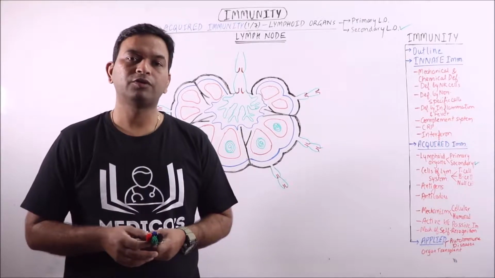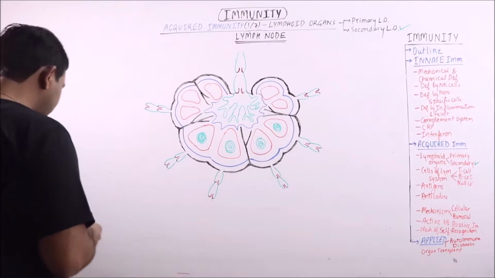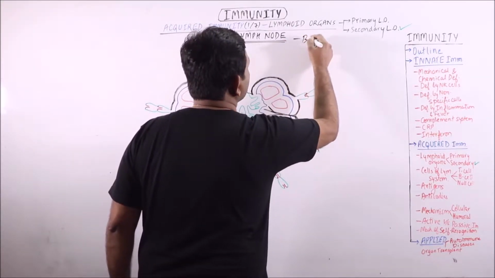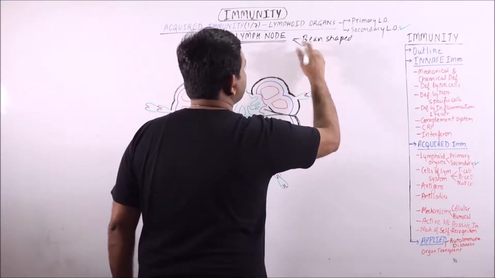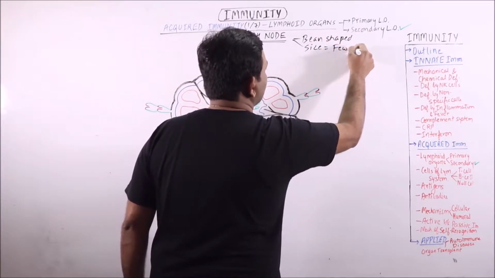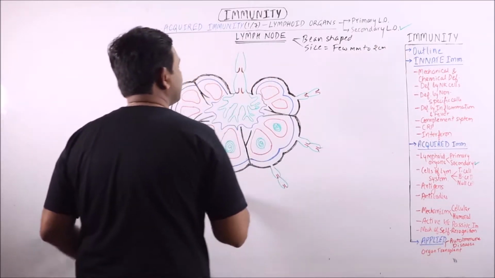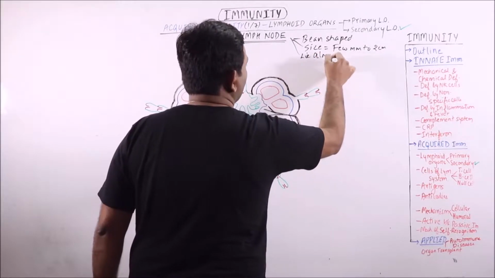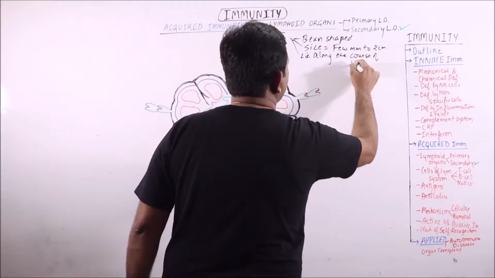In this video we are going to discuss the lymph nodes and its function. This is the structure of a lymph node. Lymph nodes are bean shaped, having size in between a few millimeter up to 2 centimeter, and these lie along the course of lymphatics.